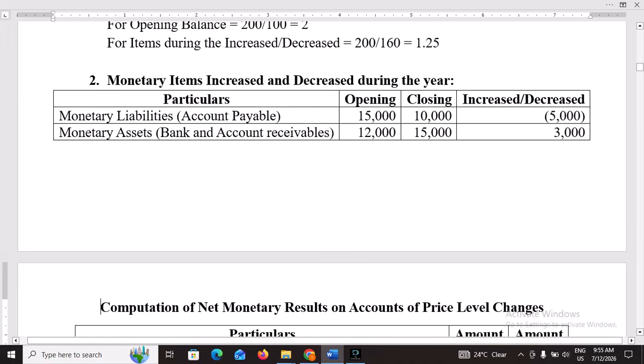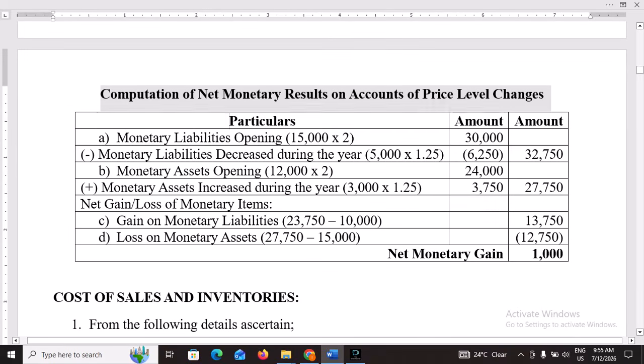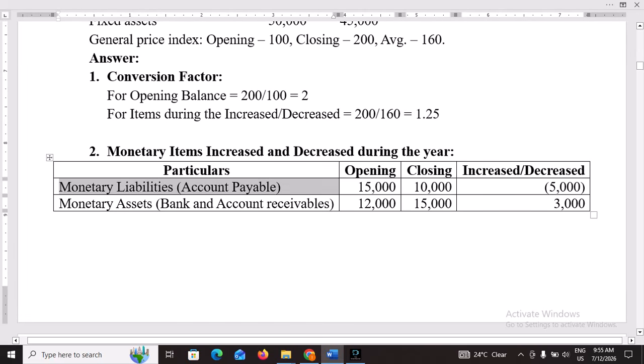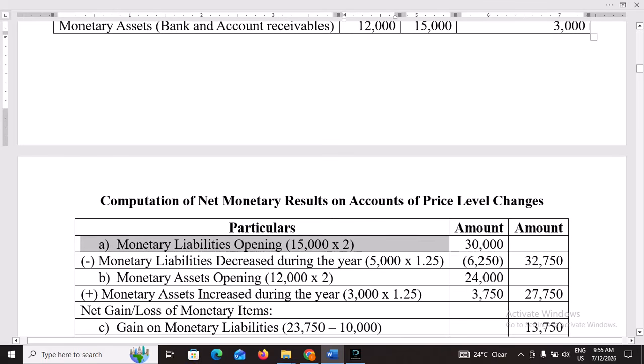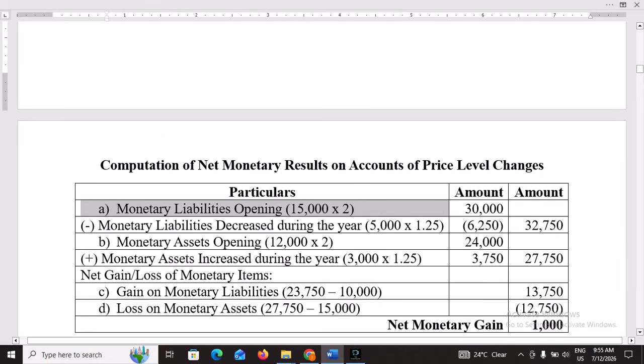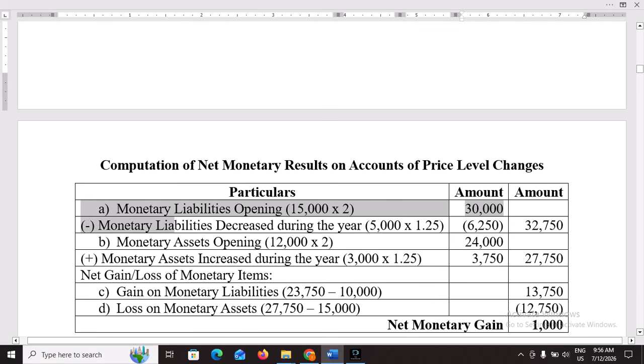Now, computation of net monetary results on account of price level changes. Particulars, amount. First, monetary liabilities opening. Monetary liabilities opening is 15,000. Opening is 15,000 into opening conversion factor of 2. So 15,000 into 2, how much will it come? 30,000. Then a decrease, so less monetary liabilities.